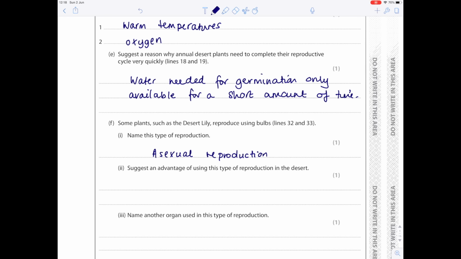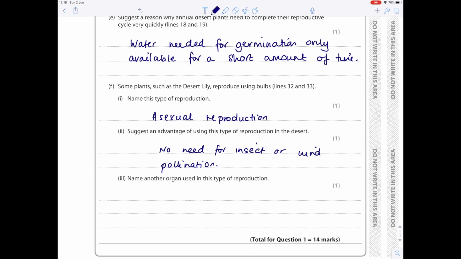Suggest an advantage of using this type of reproduction in the desert. Well, you don't need insects or wind pollination. Name another organ used in this type of reproduction. So we probably didn't learn about bulbs when we studied asexual reproduction. We probably learnt about strawberry runners or potato tubers. So either of those would be fine. Don't know why they've given us so many lines for that answer.